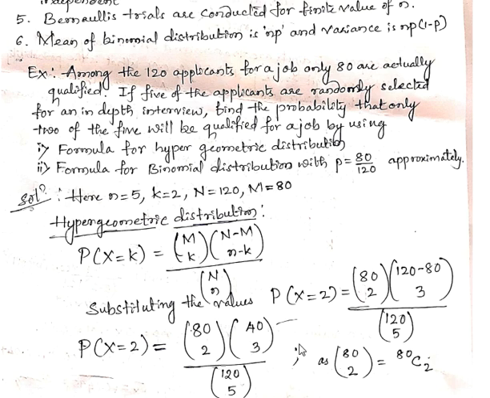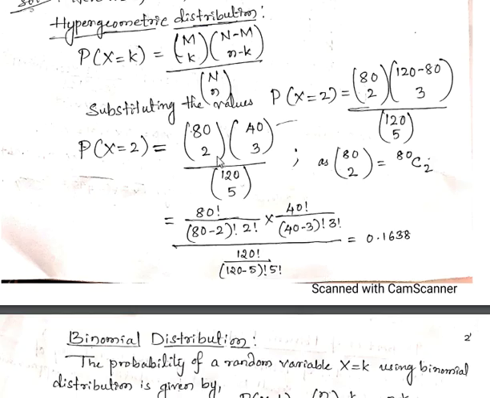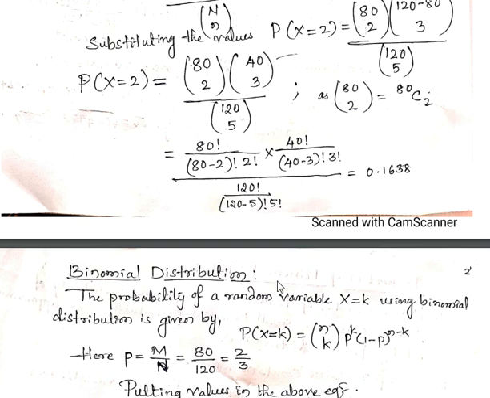So after solving this, we get 80C2. So after solving this, 80C2 is 80 factorial divided by 80 minus 2 factorial divided by 2 factorial. We know 80 factorial is 80 into 79 into 78 factorial. The 78 factorial cancels and it is 2 into 1. Similarly, after solving the rest, we get 0.1638.